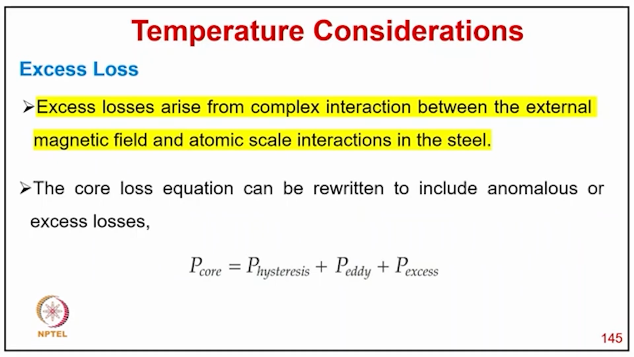Now excess losses arise from the complex interaction between the external magnetic field and the atomic scale interaction in the steel. So the core loss equation can be rewritten to include this anomalous or excess loss: P core equals P hysteresis plus P eddy current plus P excess.